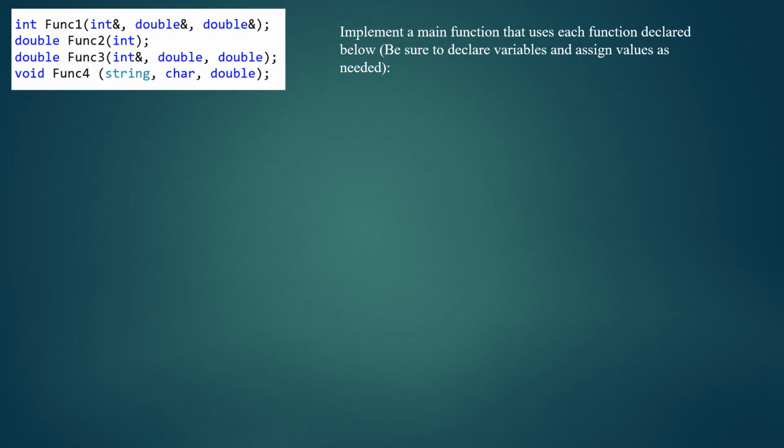This one says implement a main function and call all of these functions. So you need to recognize that if it's a reference parameter, it needs to have a variable. If it's a value parameter, it needs to have a value. So here's my main function. I'm going to go through step by step for each one.